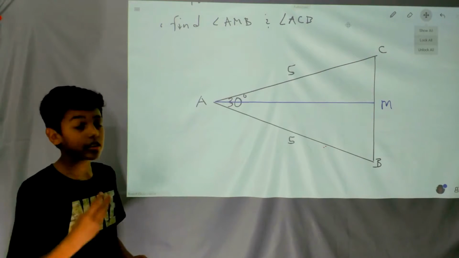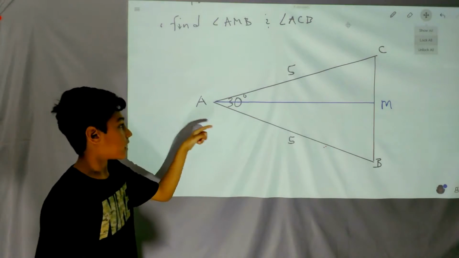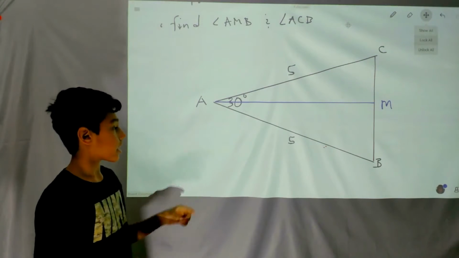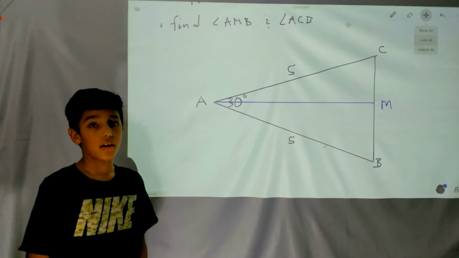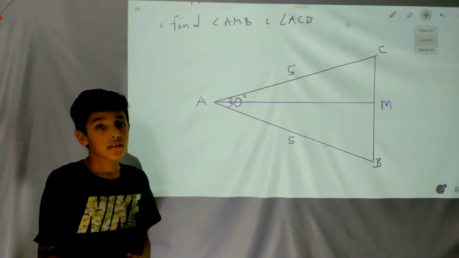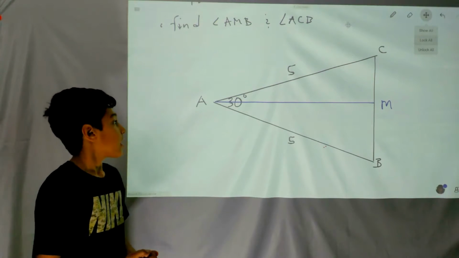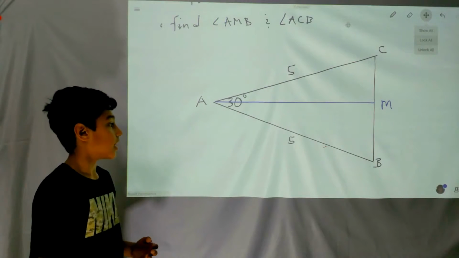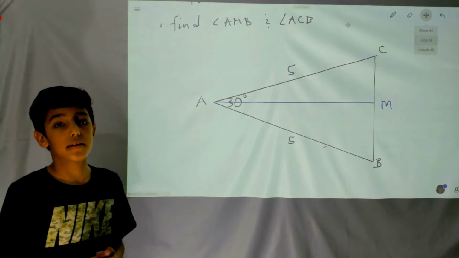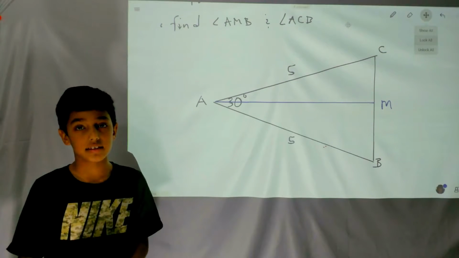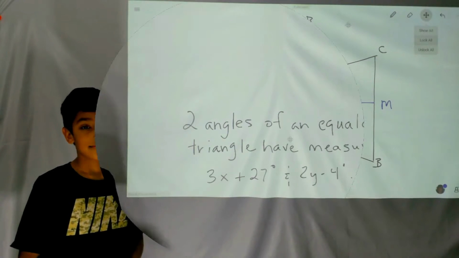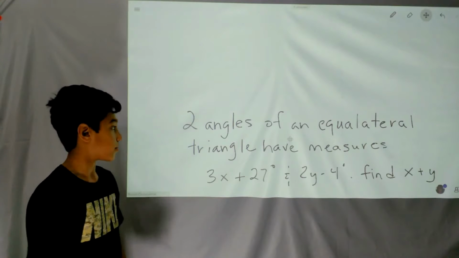So we have three congruent sides. AB and AC are congruent, AM is congruent to itself, and CM and BM are both congruent. So now we can say that triangle ACM and triangle ABM are congruent by side-side-side congruence, or SSS congruence. Now let's go on to our second problem.